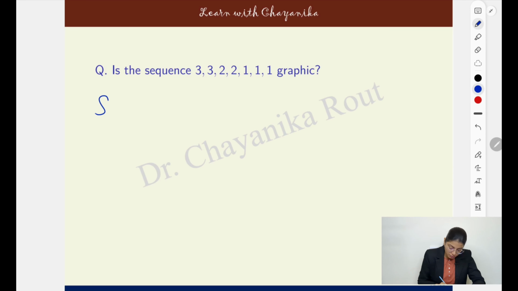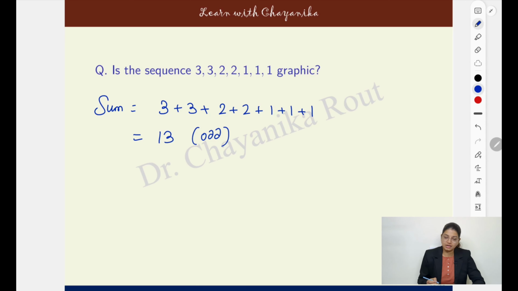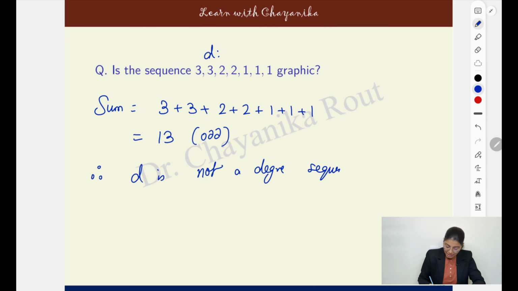So first we will find out the sum of all the terms. Here it is 3 plus 3 plus 2 plus 2 plus 1 plus 1 plus 1. So the sum is 13, which is odd. Now the moment you see the sum is not even, immediately you conclude, if this is your sequence D suppose, then D is not a degree sequence. That means not even a graph is possible to be drawn with this sequence as its degree sequence, because the sum total is not even.